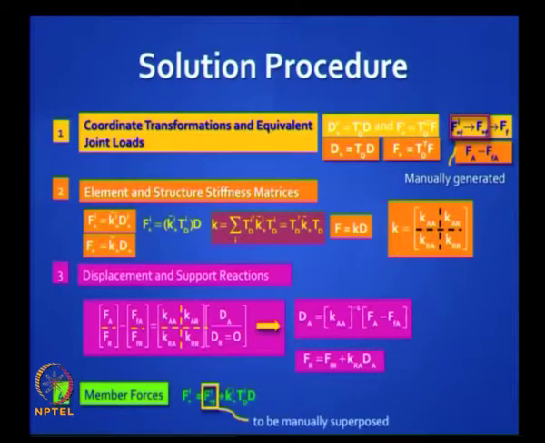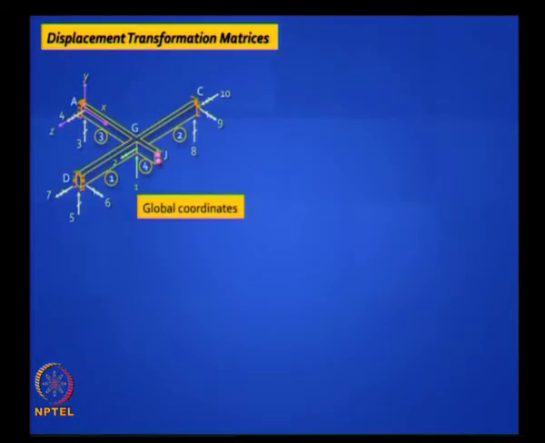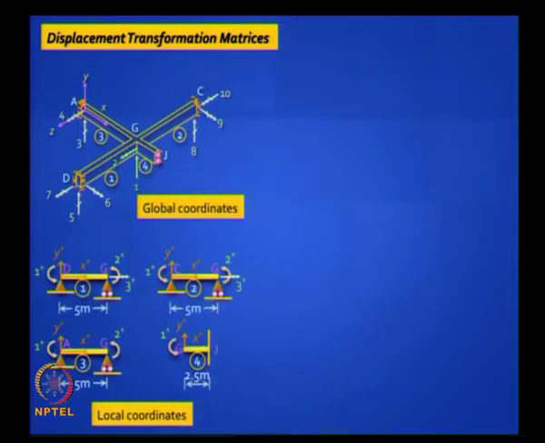So first, this is the simplified model of the grid that we are going to look at. You have to first generate the TD matrix. Will you do that? You have global coordinates and you have local coordinates. Can you write down the TD matrix for these elements? And once you do that, everything falls into place.